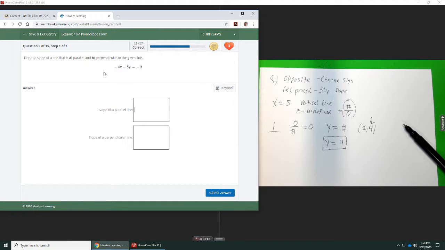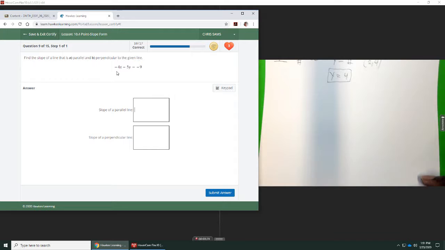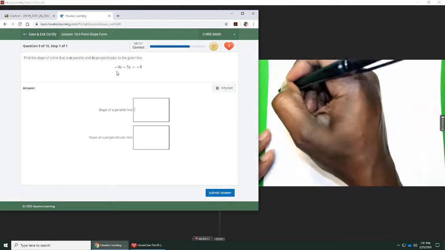All right, 9, we want to find the slope that's parallel, and then we also want to find the slope that's perpendicular. In order to do that, we first need to convert this to slope-intercept form, and then we'll be able to do those two parts. So first, I'm going to write down those equations.